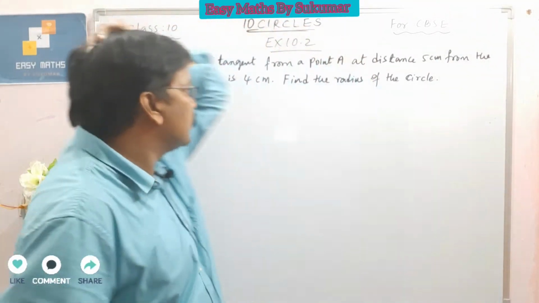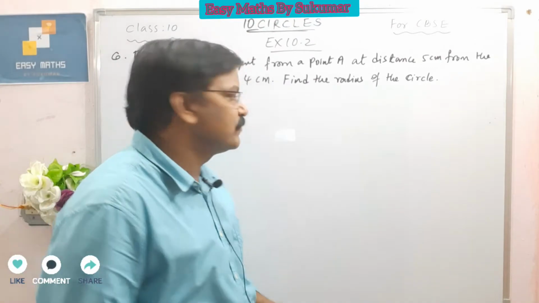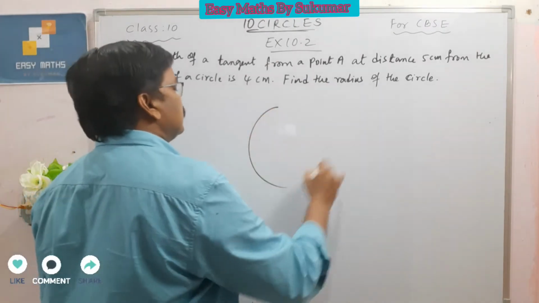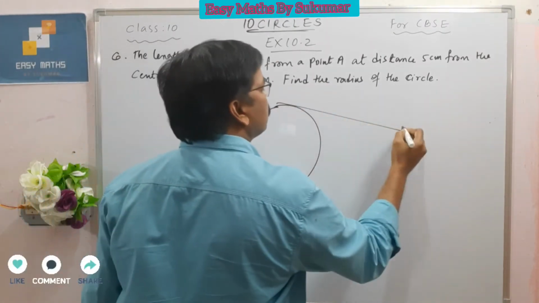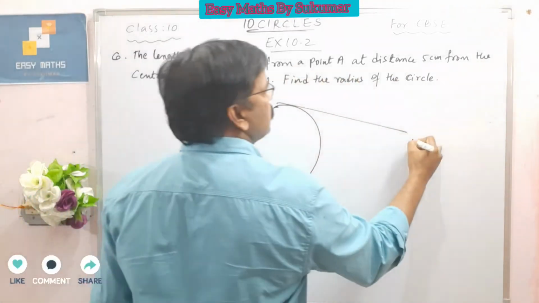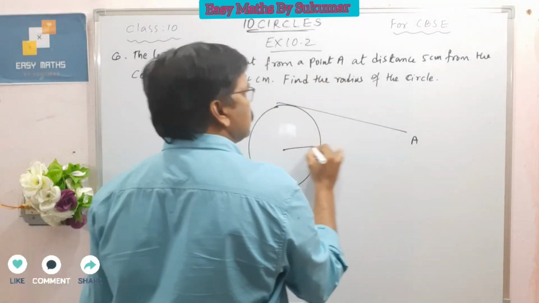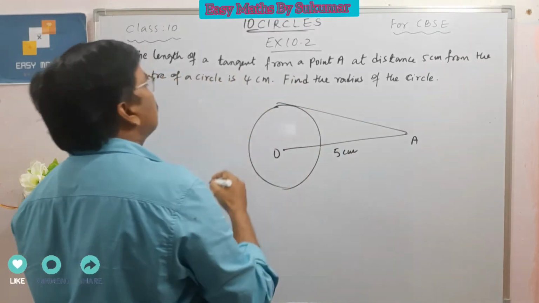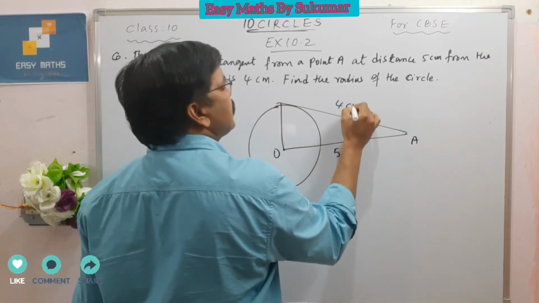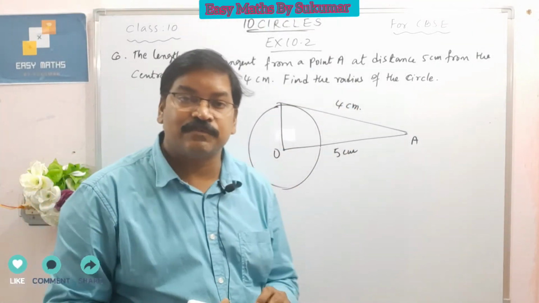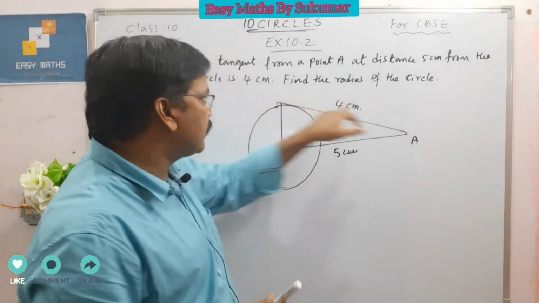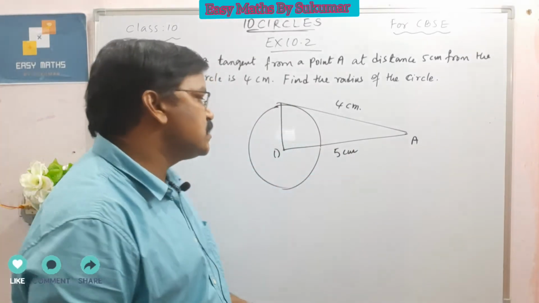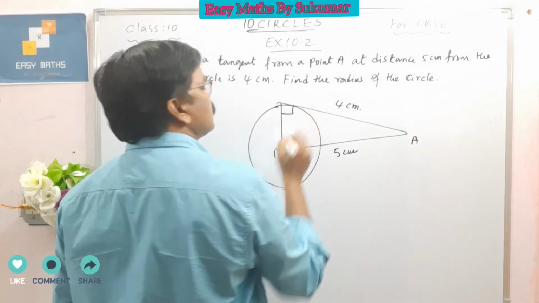Sixth question in this exercise 10.2. The length of a tangent from a point A at a distance of 5 centimeters from the center of a circle is 4 centimeters. That means the length of the tangent is 4 centimeters. Understand the sum very clearly, my dear students. Here the length of the tangent is given, that is 4 centimeters, and the distance between the center and the point A is 5 centimeters. So we should find the radius of the circle here.